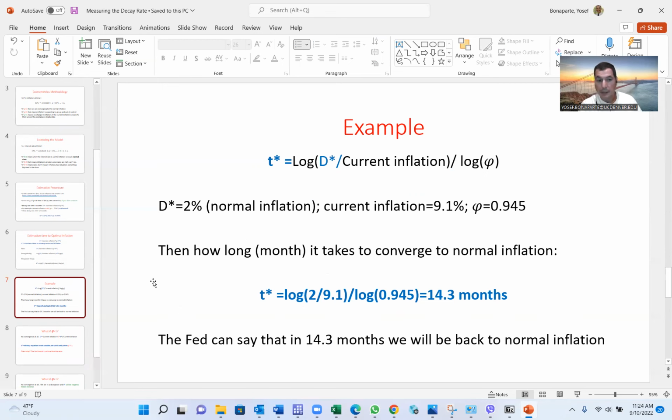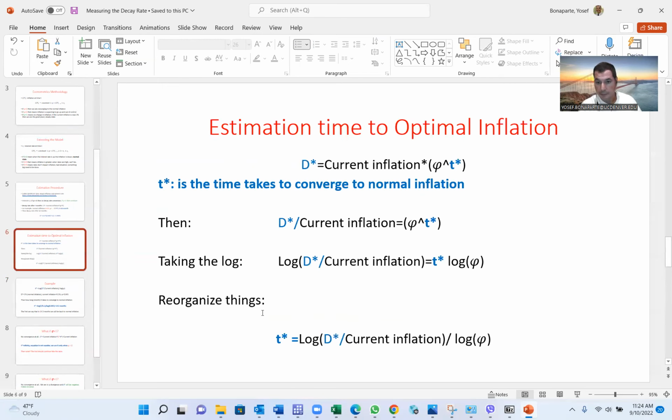Now, let's go back to this equation. T star is the number of months till we converge to 2% inflation, which equals log of D star, the ideal inflation of 2%, divided by current inflation, divided by log of phi. Now, if phi equals 1, then log of 1 is 0. That means whatever this number is, divided by 0, is infinity. T star equals infinity. That means we're never going to converge to a steady state.